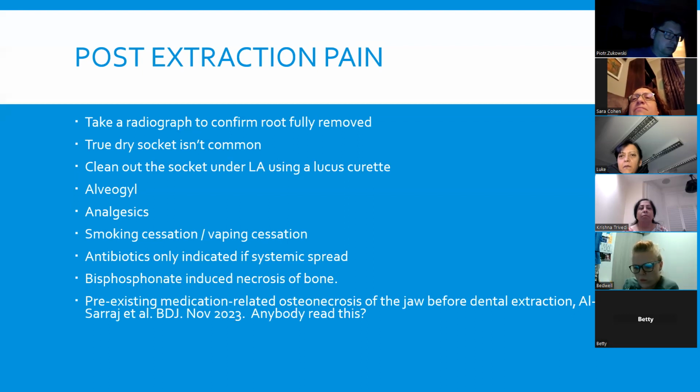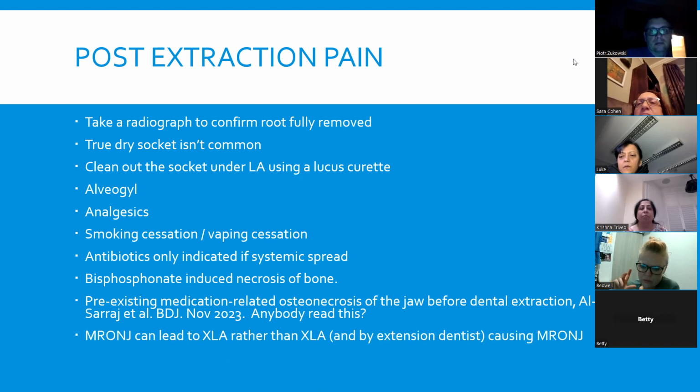There was an article in the BDJ in November. If anyone's seen this, it talks of pre-existing medication-related osteonecrosis of the jaw before dental extraction. What that means is that the necrosis is there before you took the tooth out, potentially. They showed a number of cases. I have seen cases of necrosis. I've never seen a really bad one where the person can't be treated and is losing their jaw, but I've seen cases where there's been failure to heal for quite a few months and bits of bone splintering off all the time.